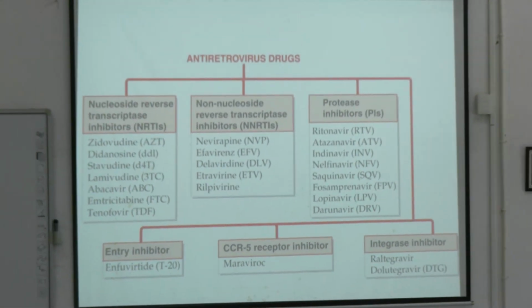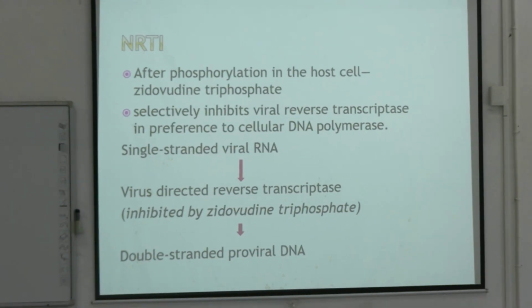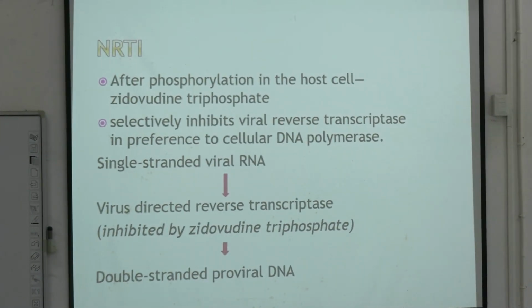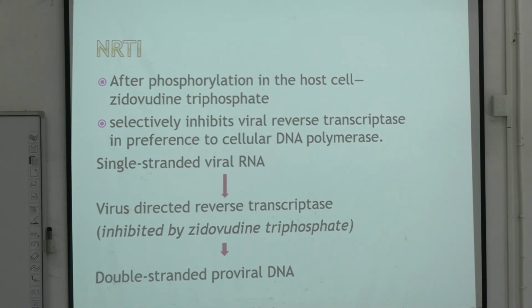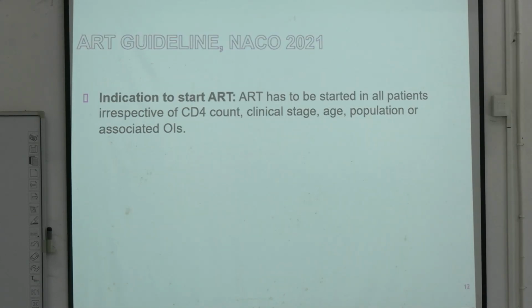Now when should you start treatment? What is the mechanism of action of NRTIs? They inhibit viral reverse transcriptase, so the RNA cannot be converted to DNA. When should you start? What is the present guideline on CD4 count? Any HIV positive patient, without considering the CD4 count, in all patients, antiretroviral therapy should be started.